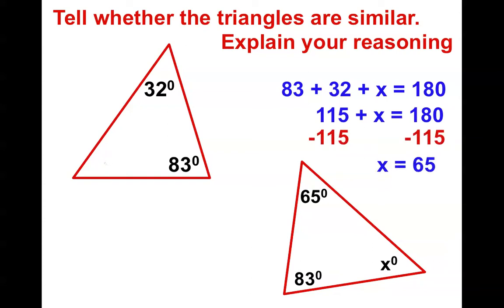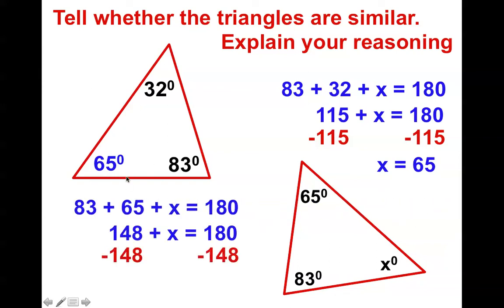Notice, for this triangle, we get 65 degrees. For this triangle, we get 32 degrees. So now, are they similar? Well, since all three angles are equal, yes, they are similar. What happened? We just rotated this one.